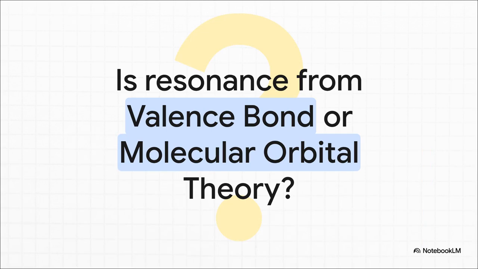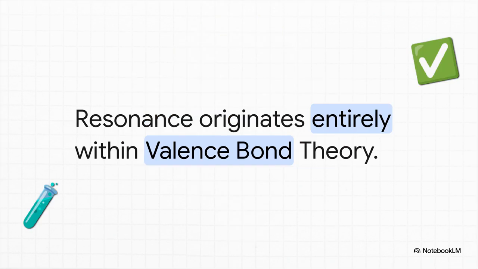It all really comes down to this one question. You've got these two major theories that describe chemical bonds, right? But they see the world in completely different ways. So where on earth does the idea of resonance actually come from? Which camp does it belong to? And there it is. If you just want the quick, multiple choice, test day answer, resonance is 100% a creation of valence bond theory. Full stop.